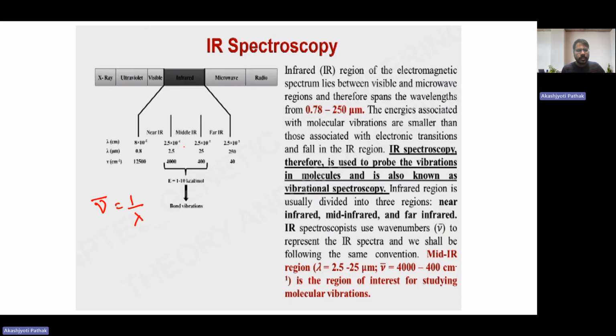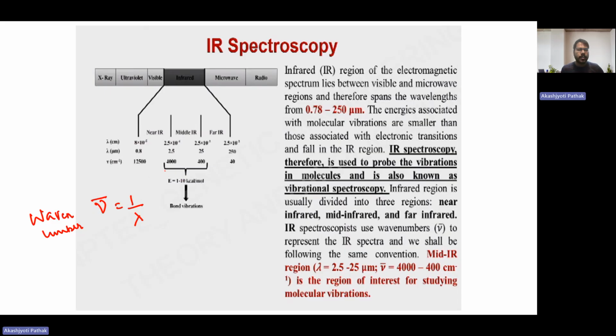So that is why, for the middle infrared, it is better to remember the range of near IR, middle IR, and far IR in terms of wave number. Nu bar is basically wave number. Wave number is 1 by wavelength. So if you divide 1 by the wavelength, 18 to 10 to the power 5, it will give you this value, nu bar.